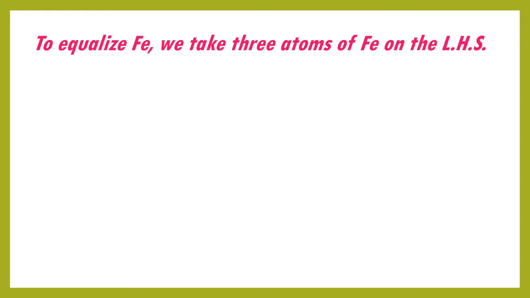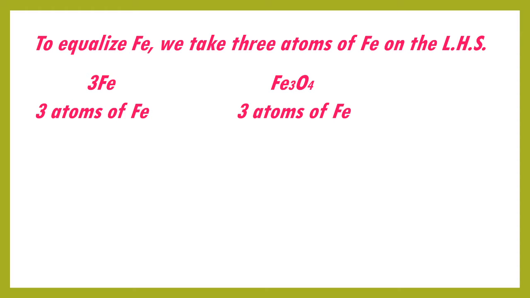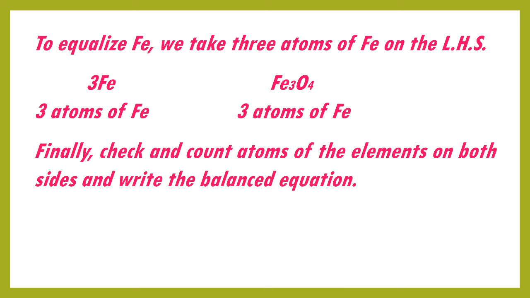Now Fe is not balanced in this equation. To equalize Fe, we take 3 atoms of Fe on the left hand side. Finally, check and count the atoms of each element on both sides and write the balanced equation. That is 3Fe plus 4H2O gives Fe3O4 plus 4H2.